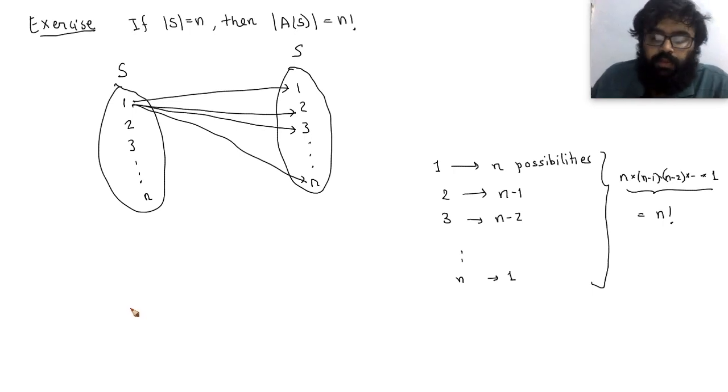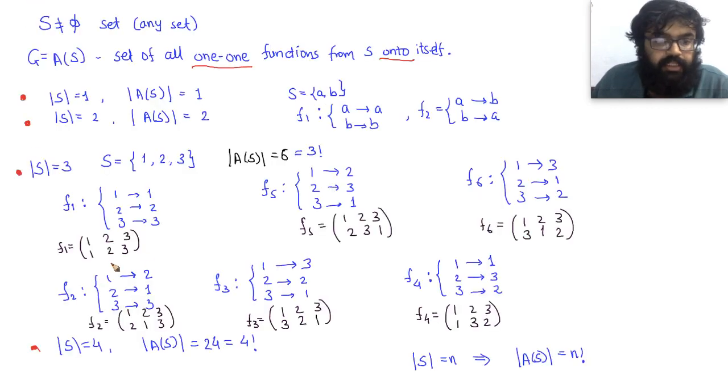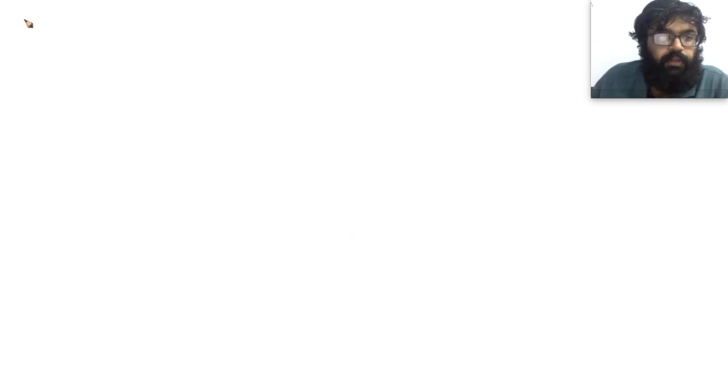Okay, so now what comes next is that, as we already discussed here, this kind of notation can be used for functions that are one-one and onto, which we call permutations. So we give this notation. This is what we have described.